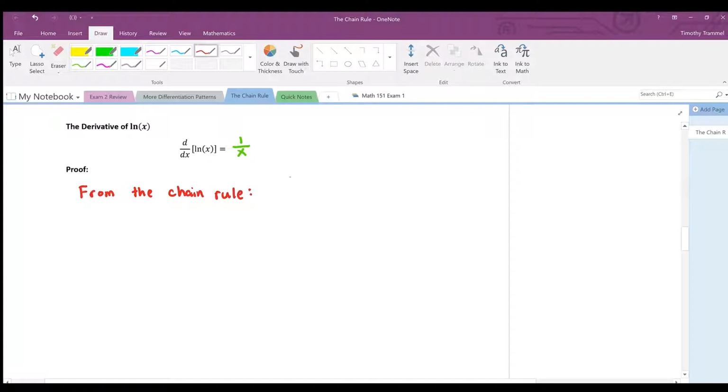if we were to differentiate e to the f of x for now, this would look like, well, e to the f of x. That would be the derivative of the outside. And the inner function is this f of x. So if you differentiate it, you have times f prime of x.